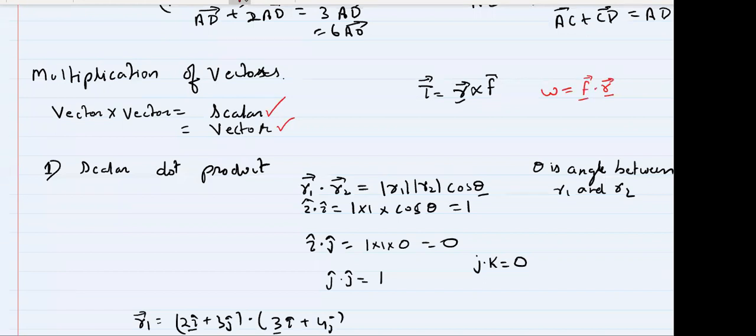torque is a vector. But when you talk about work, this is your scalar. Got it? So how does the product of two same vectors give you two different physical quantities? One is vector, one is scalar.